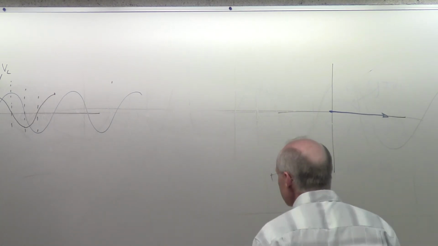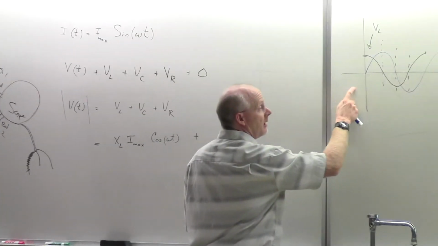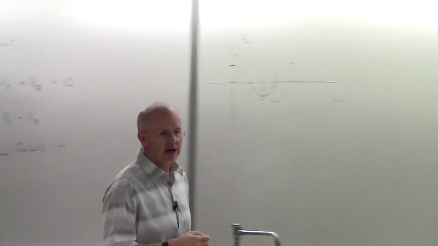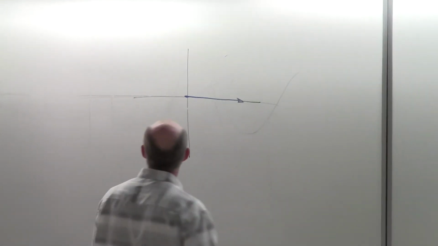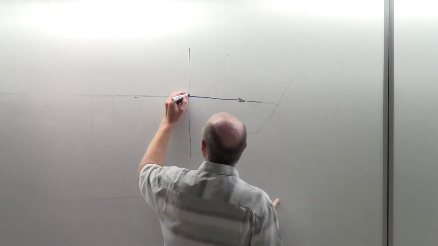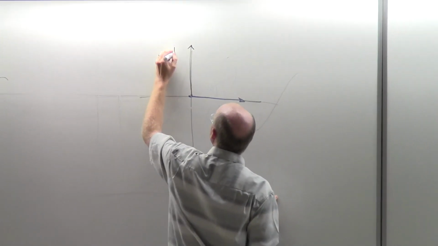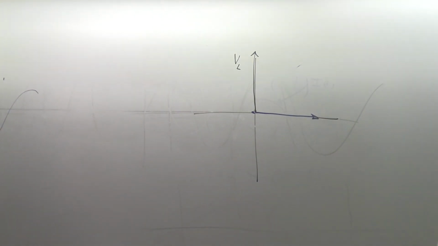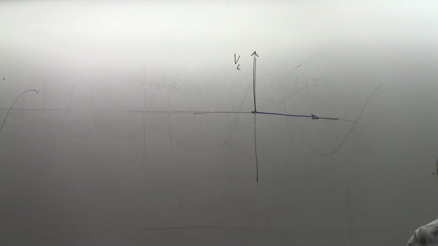Right? So this is my first one. This is my voltage from my inductor. What would it look like in my phasor diagram? It would be a stick like that, right? It would be a voltage of my inductor, 90 degrees ahead of my current. Right? I'd get voltage first, then current. How about my capacitor? What would it look like?